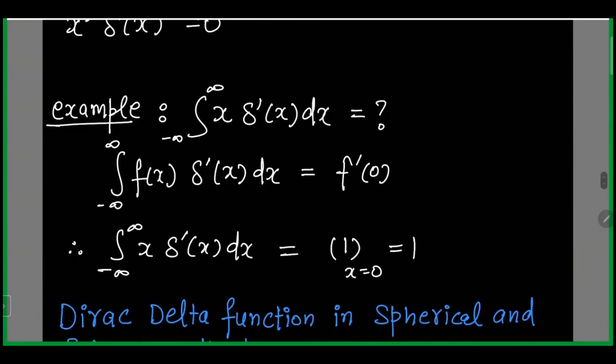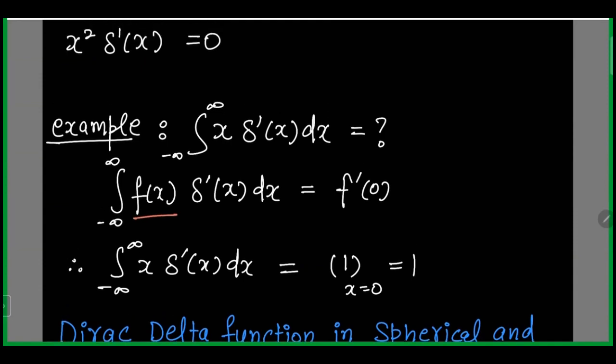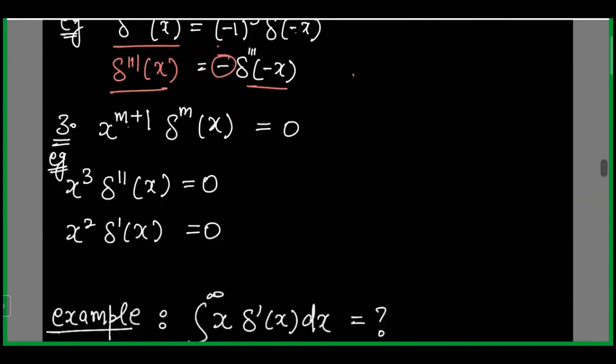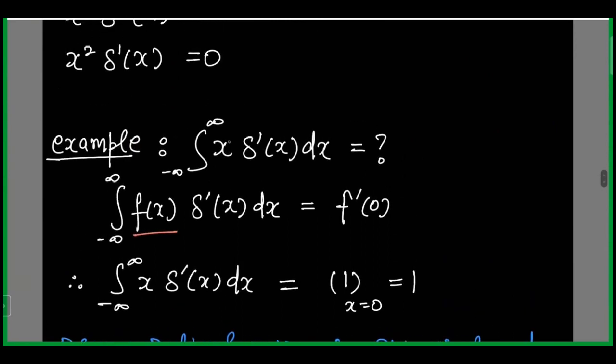So here you can clearly see I am asked to please solve this equation for me. How will you solve this equation? As we already used, the first property I gave you, right? Delta m(x) into f(x) will give you (-1)^m f^m(0). So we will use the same property here. So what is your f(x) here? f(x) is x. What is your m here? m is 1 because you are differentiating 1 time.